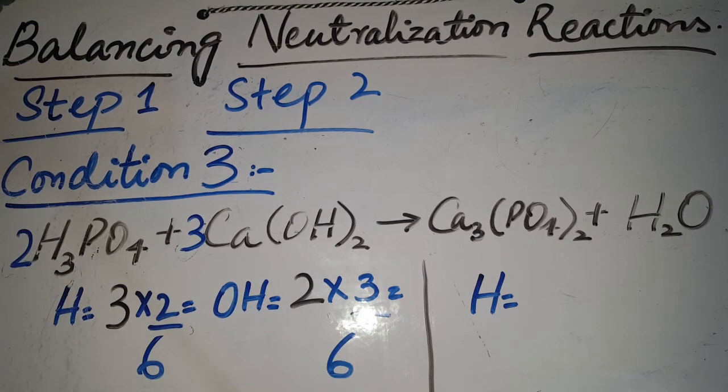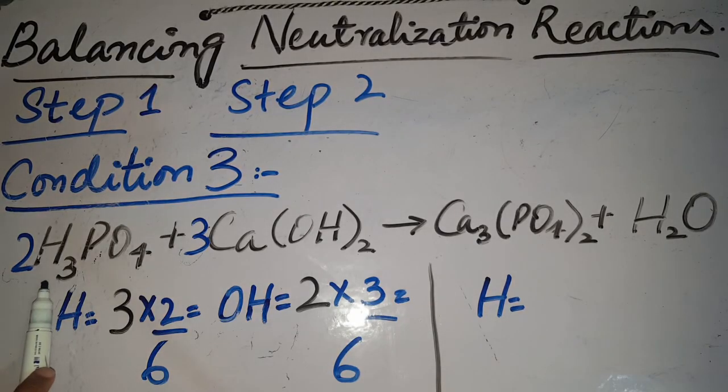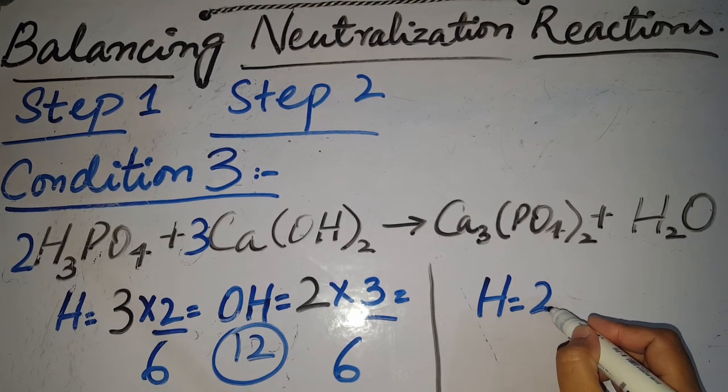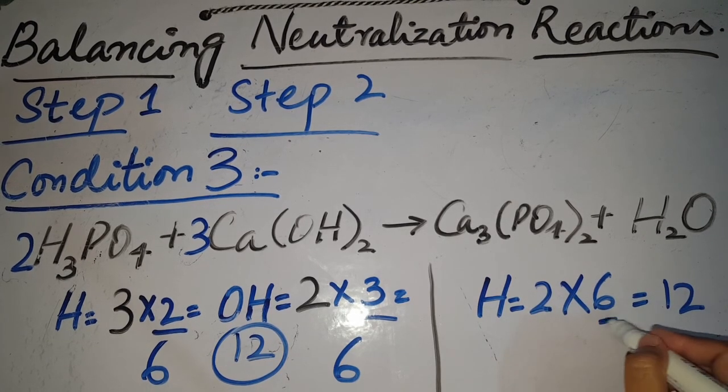Now we have to calculate the total hydrogen atoms on the reactant side. As 6 hydrogen atoms are present over here and 6 over here, so total 12 hydrogen atoms are present on the reactant side. Now according to second step, we have to balance the number of hydrogen atoms on the product side. 2 initially are present. Multiplying this 2 with 6 will give us 12. So we'll place this 6 over here. Now you'll see your whole equation is balanced.